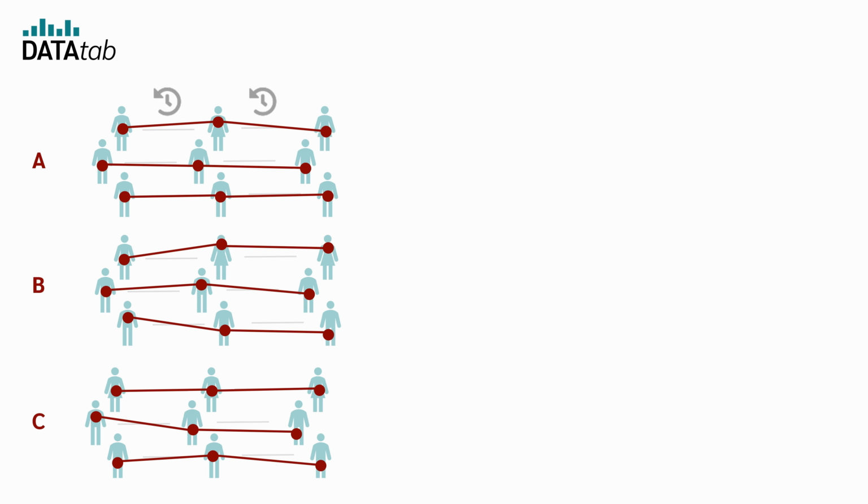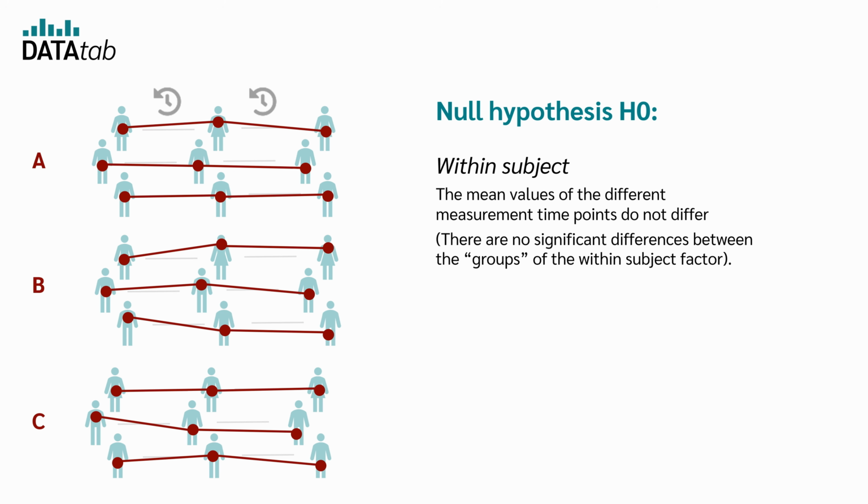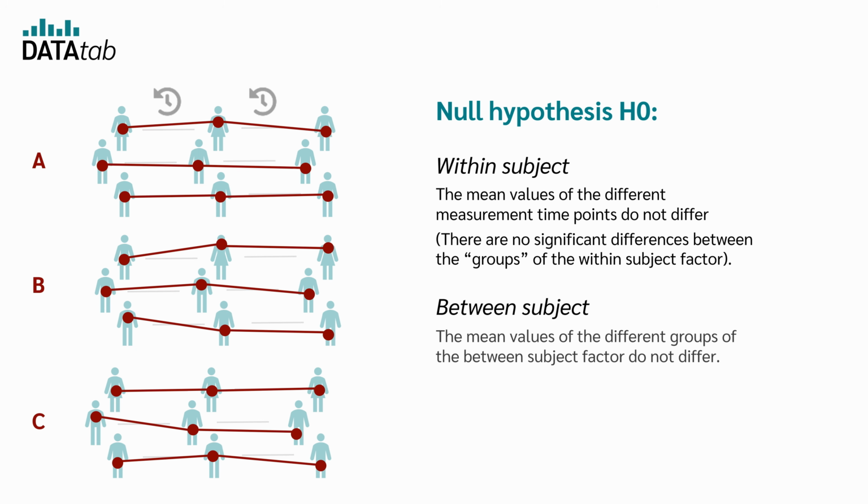This gives us a good transition to the hypotheses. The first null hypothesis is: The mean values of the different measurement times do not differ. There are no significant differences between the groups of the within subject factor. Then, of course, there is the second: The means of the different groups of the between subject factor do not differ. And the third null hypothesis reflects the interaction effect: One factor has no effect on the effect of the other factor.